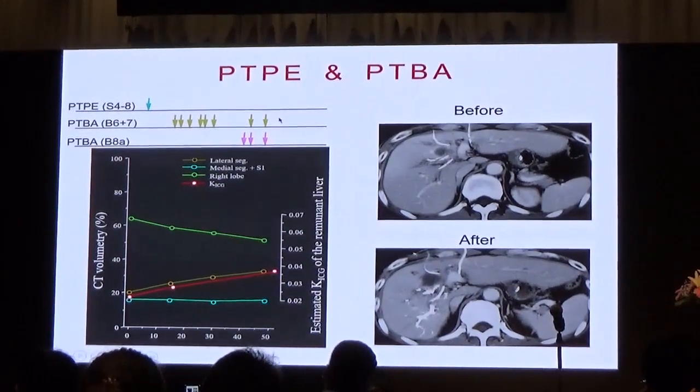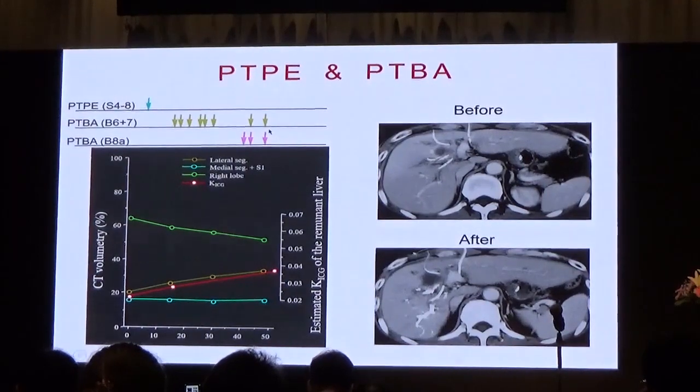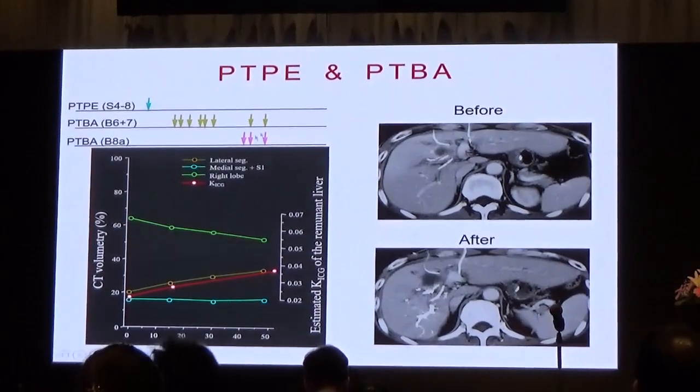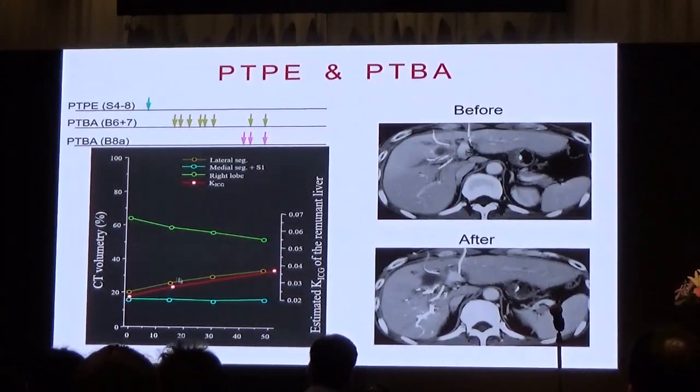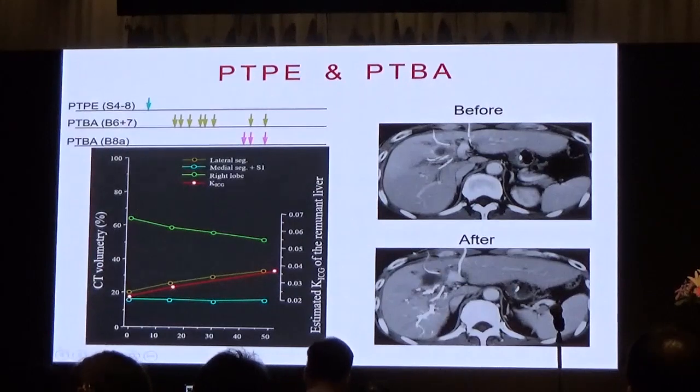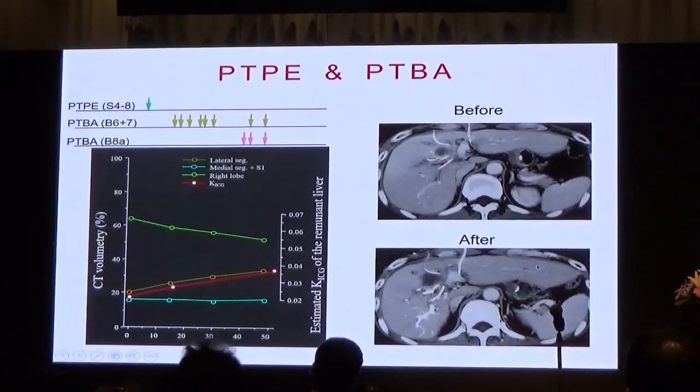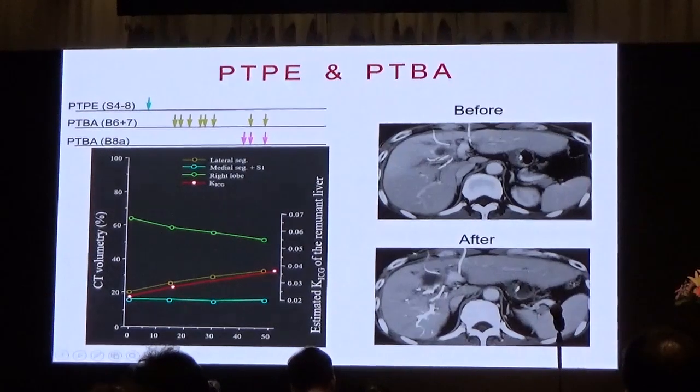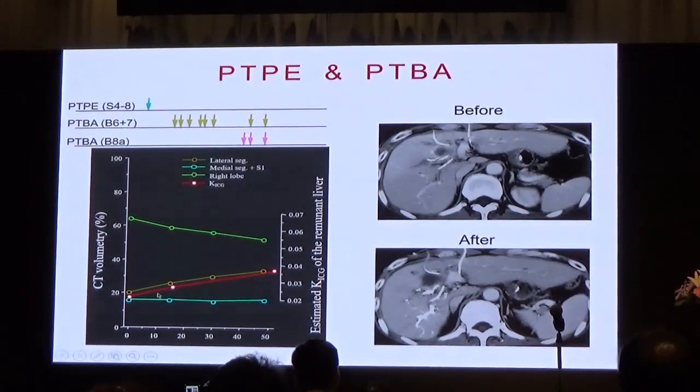Eight times for the right posterior sectional duct, and three times for the right anterior sectional duct. Biliary ablation was effective to increase the volume of the left lateral section, from here, and here finally, a big left lateral section. And the ICG-K value of the future remnant liver gradually increased. The K value could not reach 0.04, but we decided to perform right trisectionectomy.